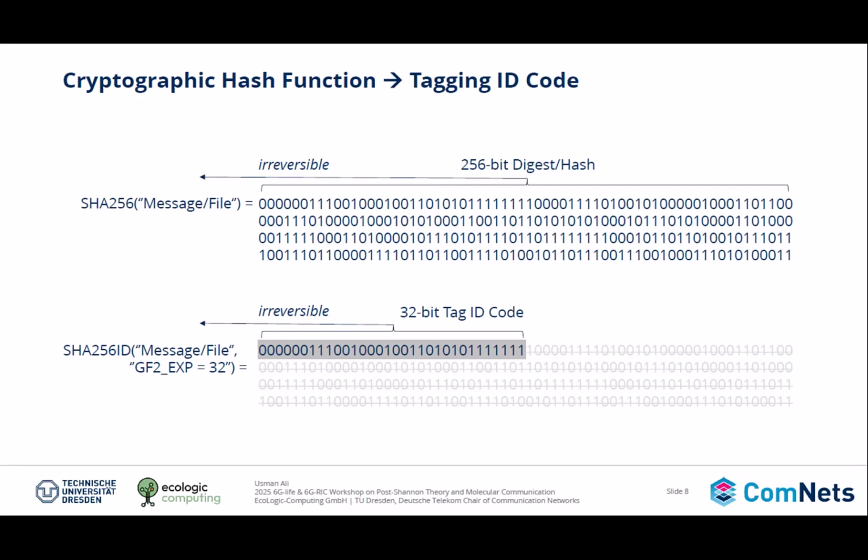Keep in mind that the speed to run this algorithm is independent of the Galois field size you use. You're just running the regular algorithm, computing the hash, and then considering only the first few bits.